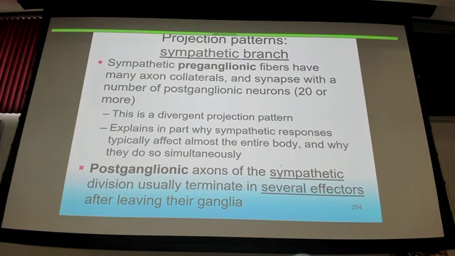Sympathetic preganglionic fibers may have axon collaterals. So sympathetic preganglionic axons, when they go into the sympathetic trunk, if they synapse at more than one level, how are they going to do that? They're going to have axon collaterals, another part of the axon that shoots off of the main axon. So the sympathetic system is a divergent pattern.